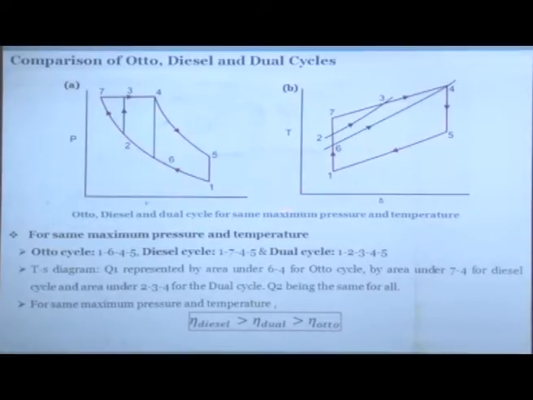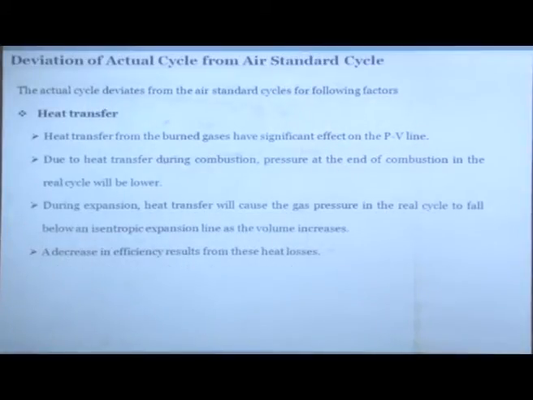Clear? So if a question comes where some limitation is put, what you will do is draw these diagrams first separately, then you will see how you can superimpose them, keeping that limitation in mind, and then see which area is the highest, that will be the most efficient engine. This way you will not be making any mistake. So in this situation, when you have the maximum pressure and temperature limited, the diesel cycle will be most efficient, followed by the dual cycle, and then the Otto cycle in this case will be the least efficient engine.